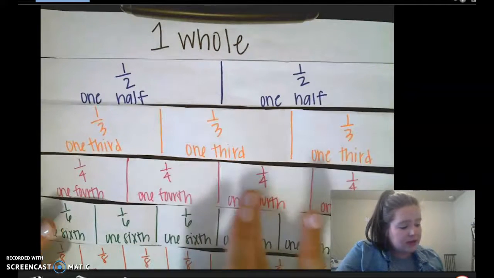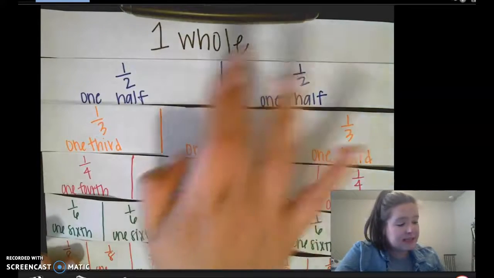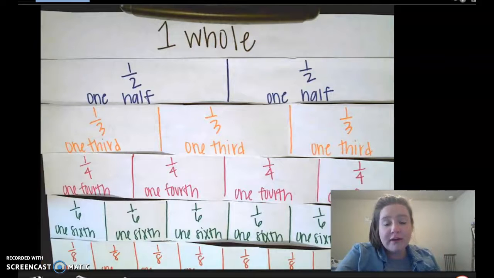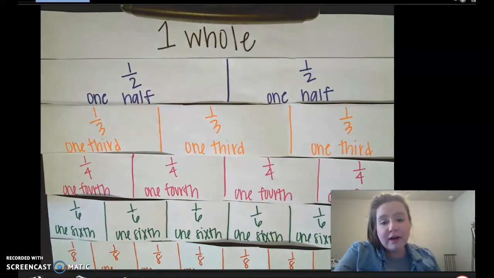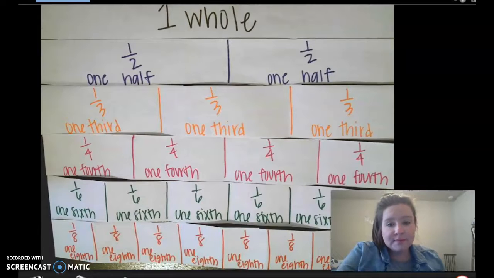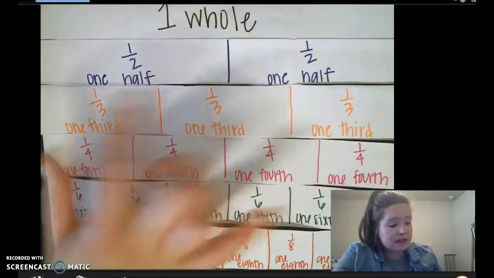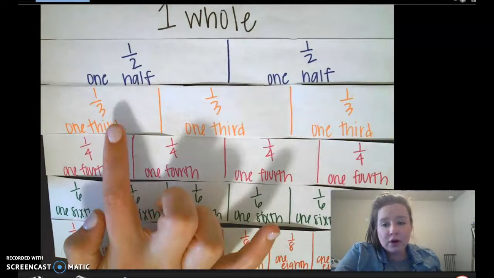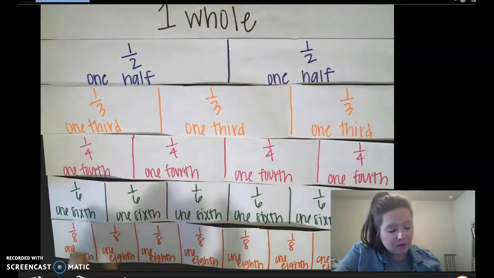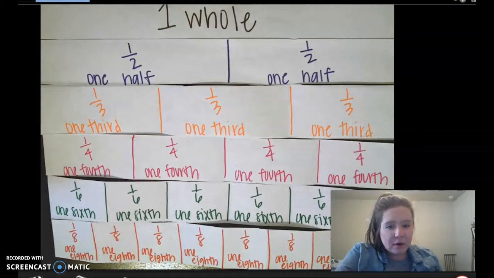Okay, what do you notice about your fraction pieces as you move down your fraction bars or your fraction strips? What do you notice about the fraction pieces as you move down? Good. Your pieces are getting smaller. The size of each piece, 1/2 is bigger than 1/3. 1/3 is bigger than 1/4. 1/4 is bigger than 1/6. 1/6 is bigger than 1/8. Why are they getting smaller?